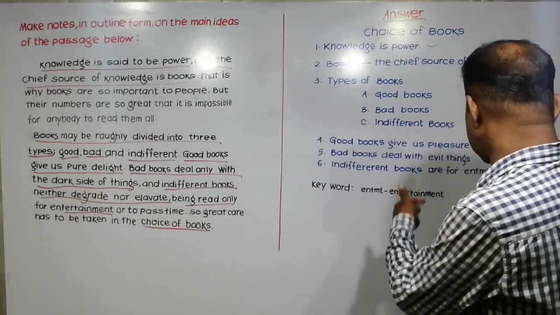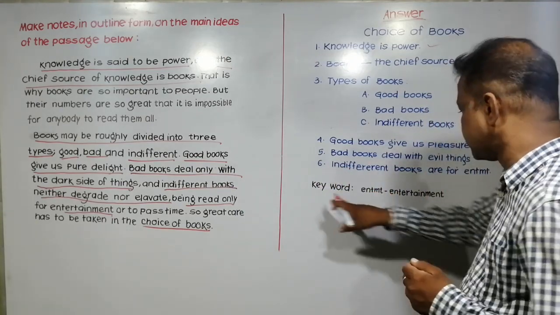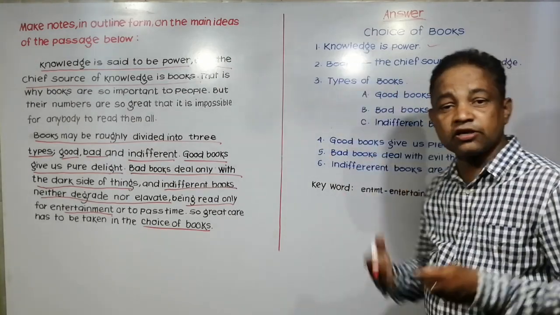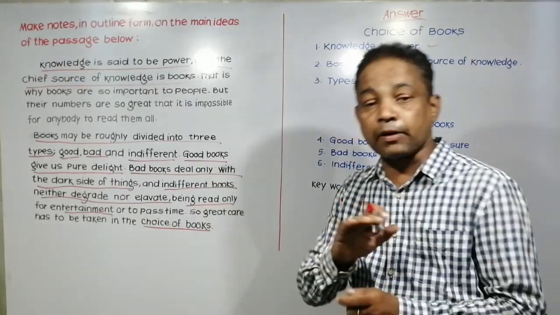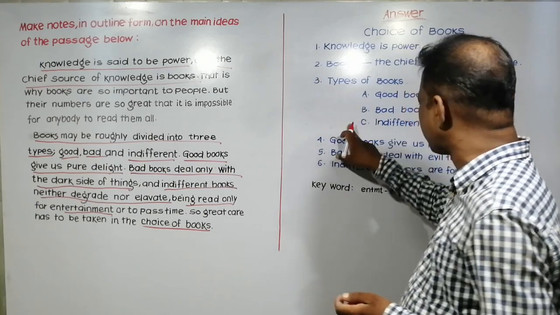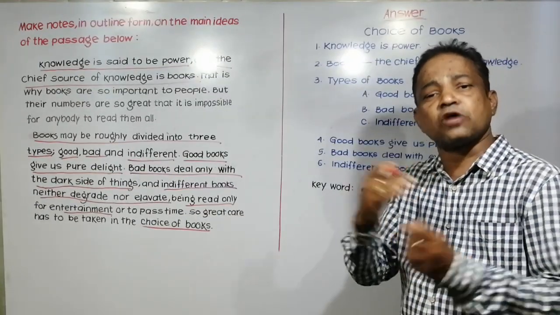Then bad books deal with the dark side. Number 6, indifferent books are for entertainment. Keyword is ENTMT, it is for entertainment. I have used the CAR technique for numbering. Then we see here counting number, alphabet and Roman number. Counting number, counting number, counting number and alphabet. Here I have not used Roman numbers because I did not have sub-points here.